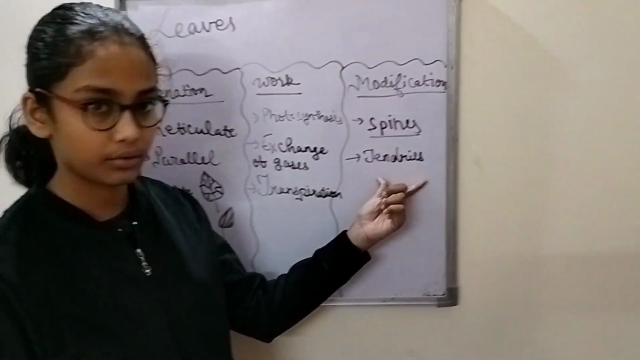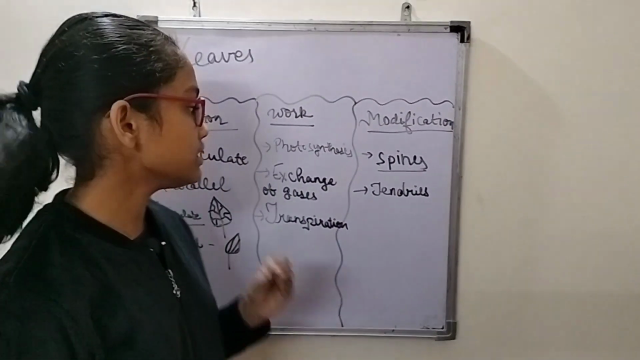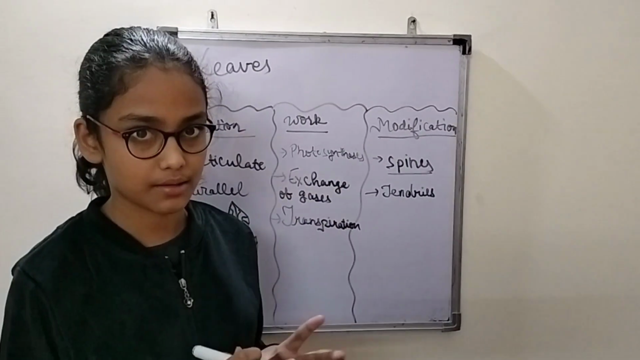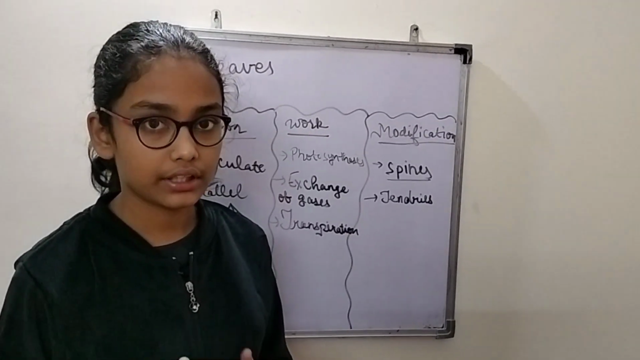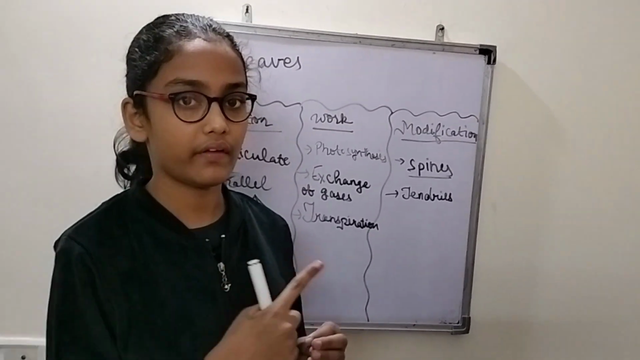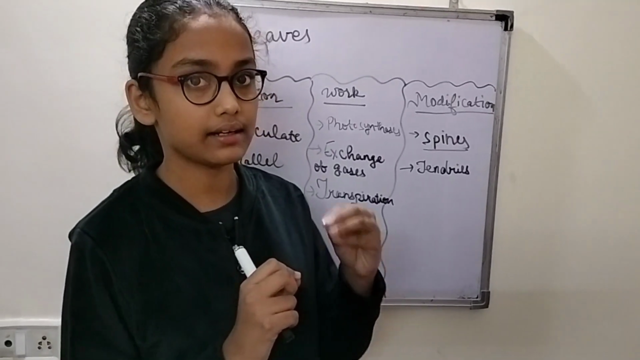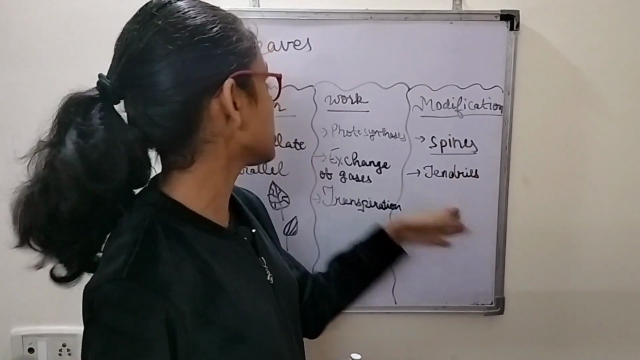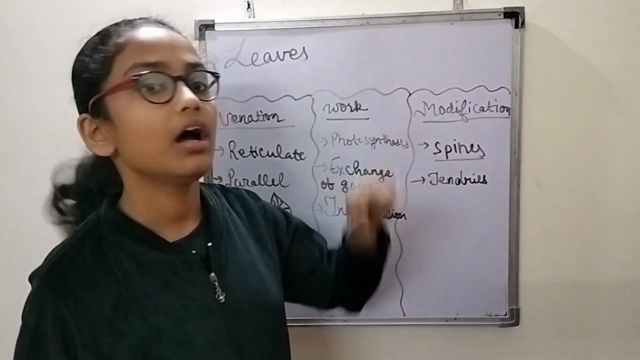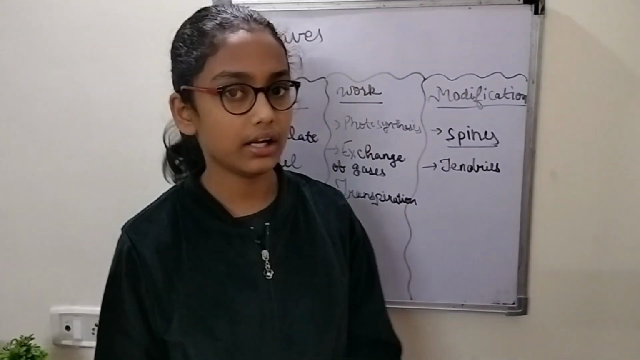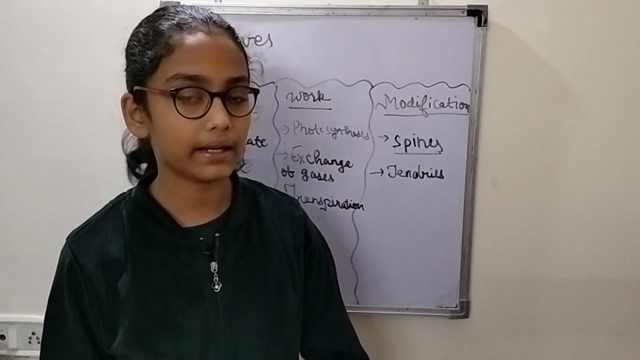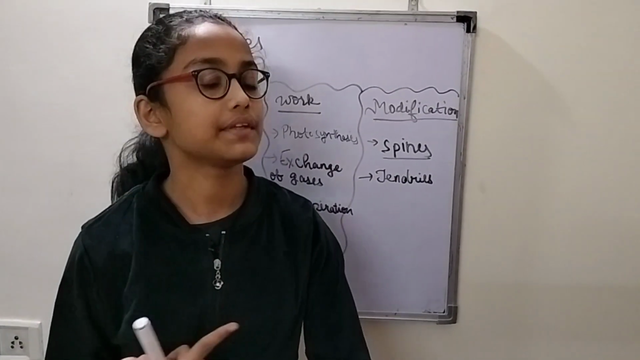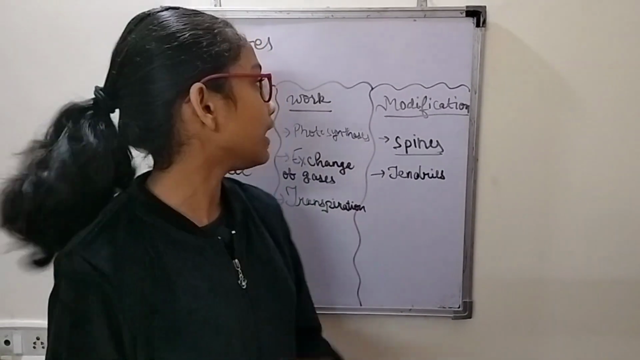Next is tendrils. If you see any climbing plants, to provide extra support, the leaves are converted into tendrils which can provide the plant support so that it can climb up. Okay. So these are the two main modifications of the leaves. And now I will draw a diagram of the leaf, labeling all its parts, and also show the picture after the ending of this topic. Okay. So let me draw the diagram.